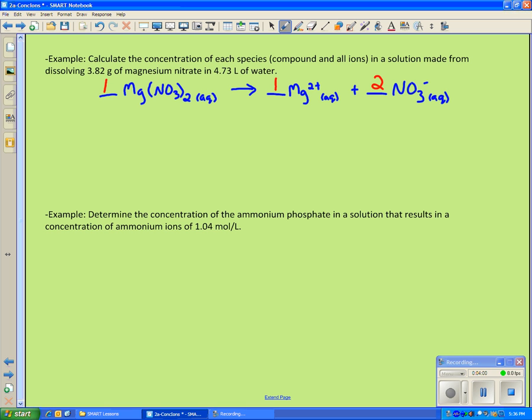When you have the mass of magnesium nitrate, that can be used to calculate the concentration of the original compound. So for the magnesium nitrate, our concentration will come from the 3.82 grams, which we are going to change into moles using molar mass, and that is 100.33. And we're also going to divide by the volume of 4.73 liters. So the concentration in moles per liter comes out to 8.05 times 10 to the minus 3 moles per liter.